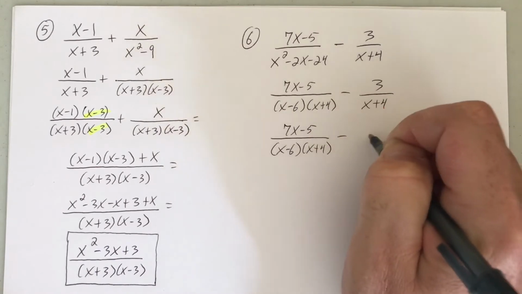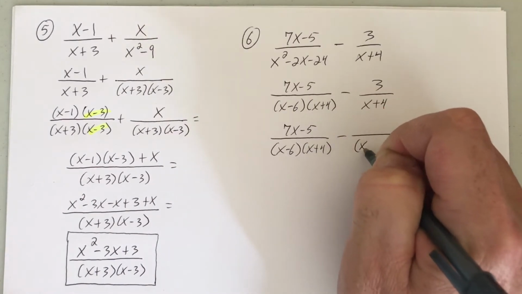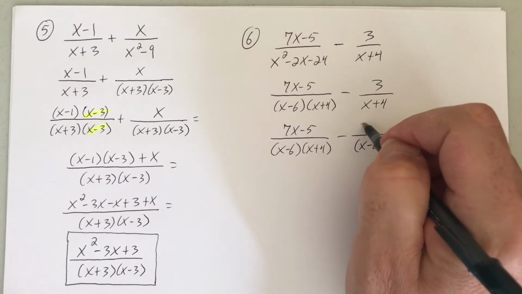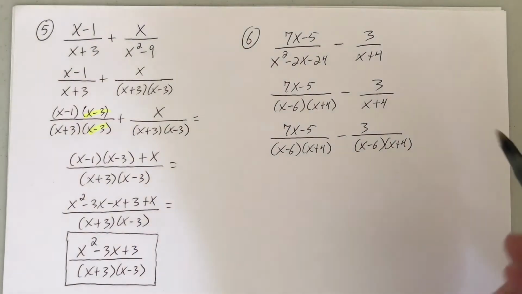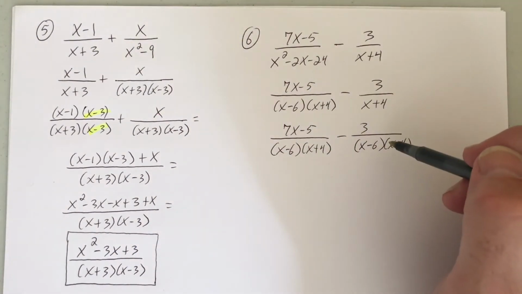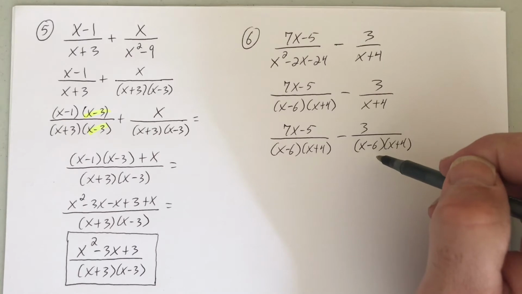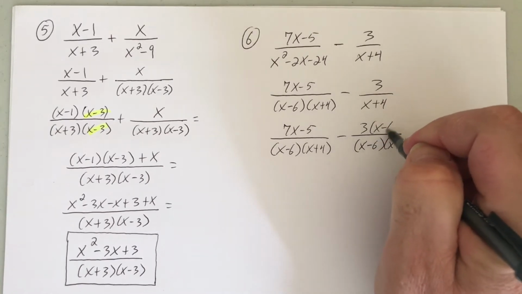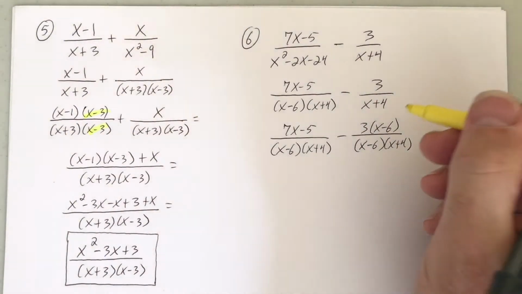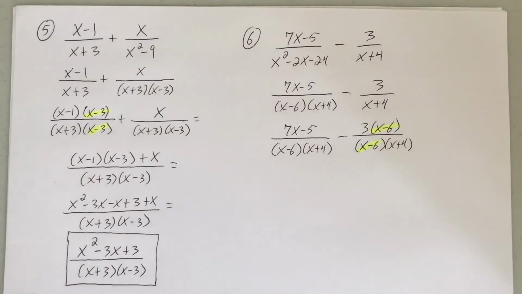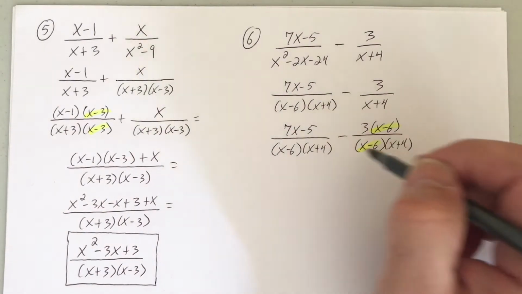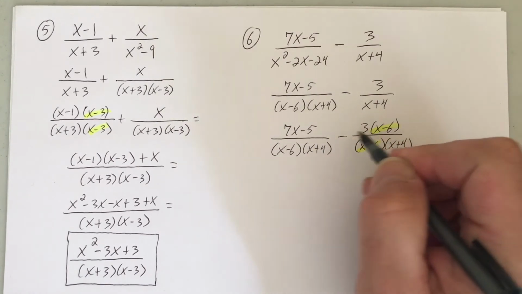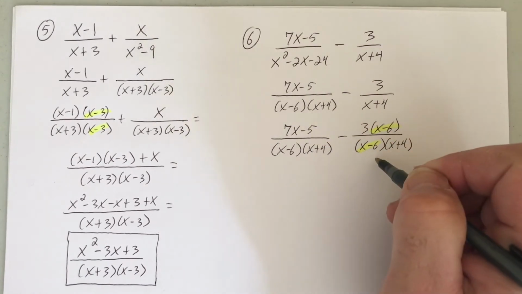And on this side, now I already have a 3 up top. So what do I have to multiply the top by to keep it equal? Because I multiplied the bottom by x minus 6, I have to multiply the top by x minus 6. So now I have my numerator corrected and I have my least common denominator. So I'm ready to combine my numerators, this minus this, over my common denominator.